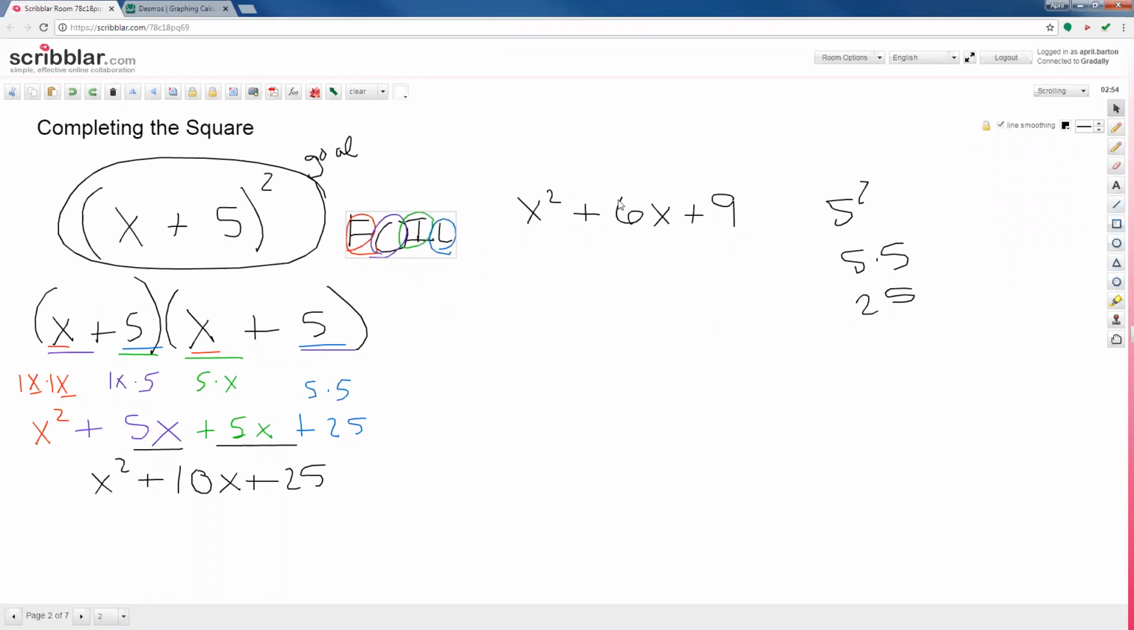So this x squared plus 6x plus 9, we have to figure out, well, how can we take these numbers here, the 6 and the 9, and figure out what's back at this beginning part?